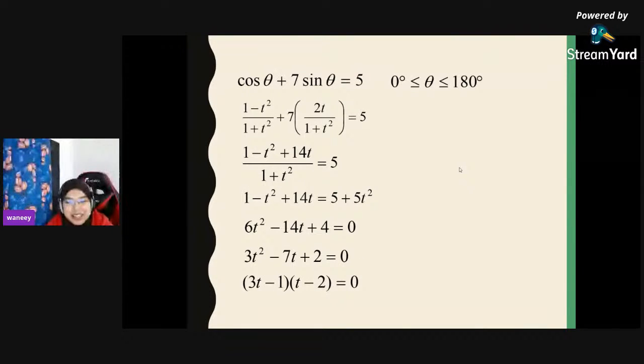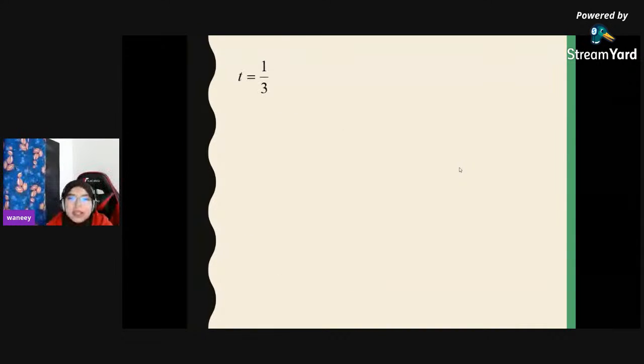So I already factorized them for you. So we have (3t minus 1)(t minus 2) equal to 0. Okay, so now take each factor and let them equal to 0. So 3t minus 1 equal to 0, t is equal to 1 over 3. t minus 2 equal to 0, so that will mean t must be equal to 2. So t equal to 1 over 3 or t must be equal to 2.